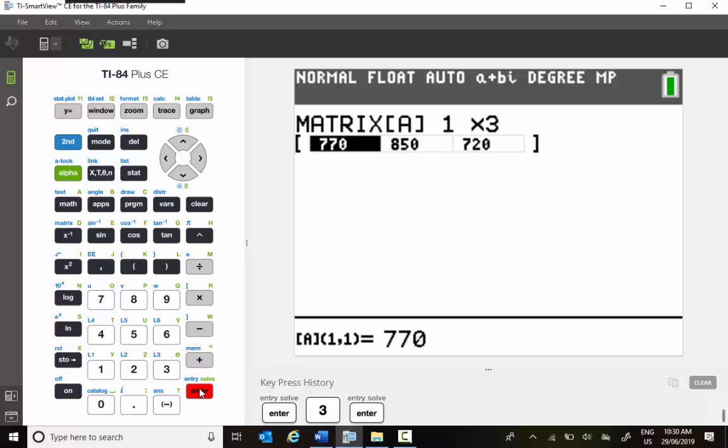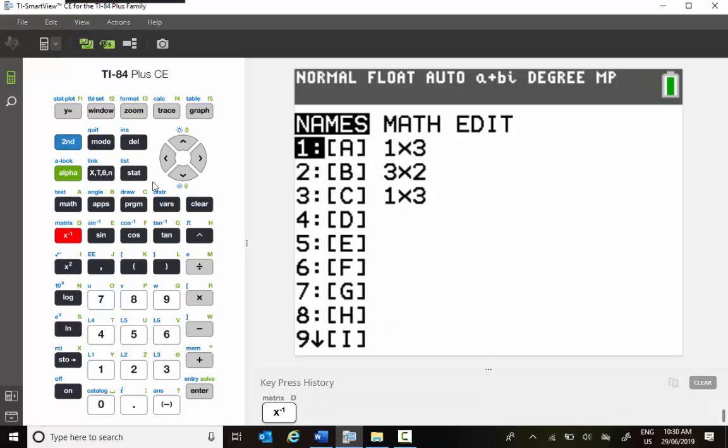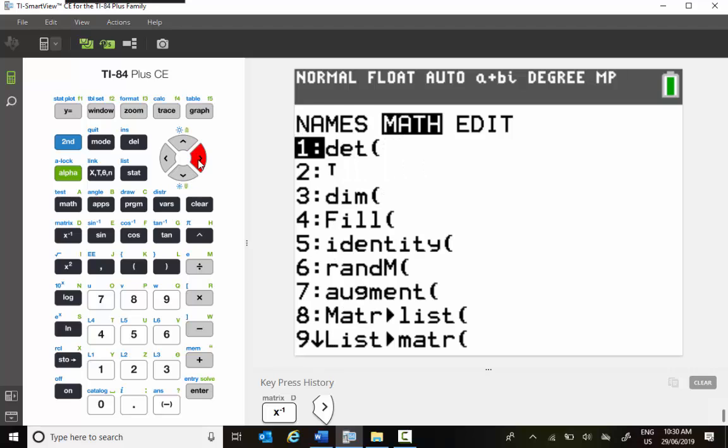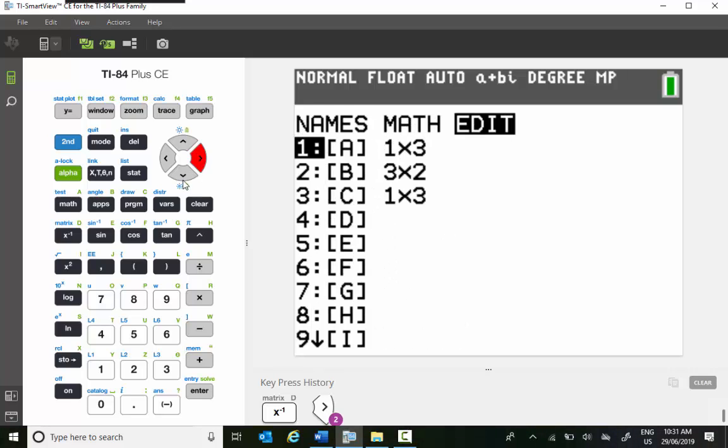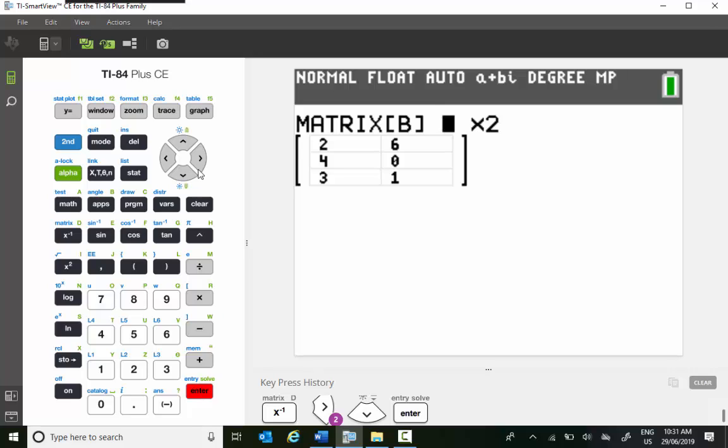Enter. And then I can just type the numbers in. 1, 2, 3. It's pretty simple. Once you get the idea of it, it's really easy. I go second function matrix, right? Go across to edit, come down to number 2. I'm going to edit B, and I'm going to make that a 3 by 2 matrix, which it already is.